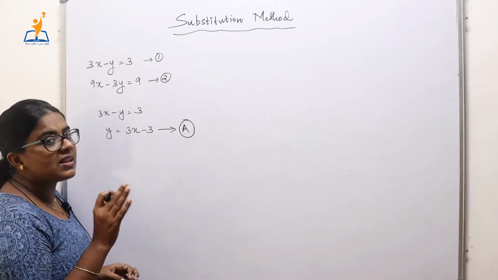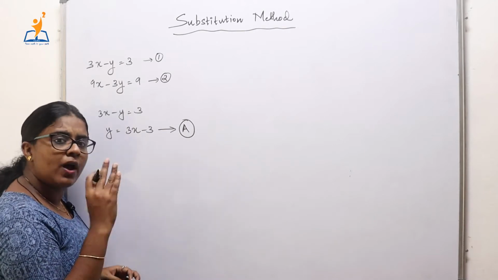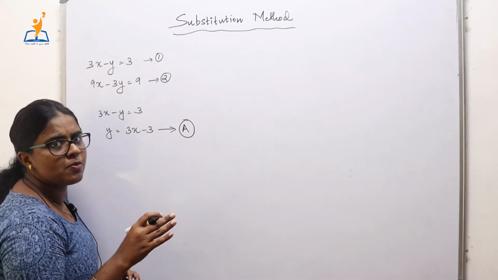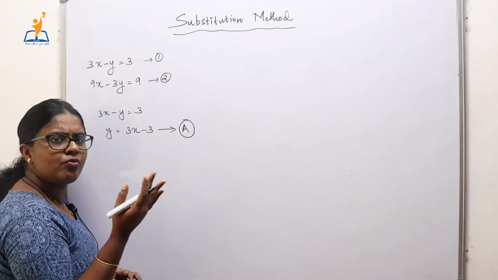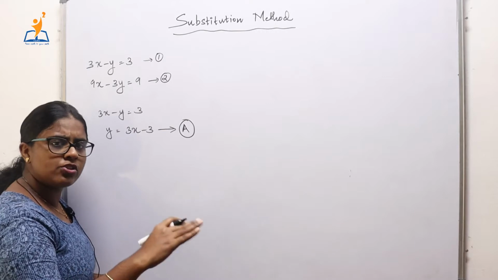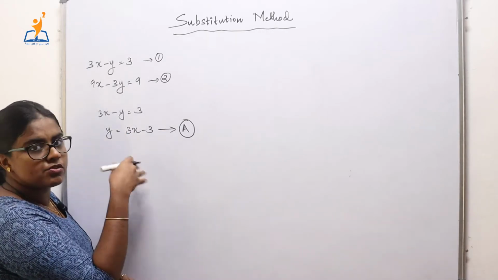Now I am going to name this as equation number A. Please remember that finding the value of x in terms of y or y in terms of x is also possible. You can find either x in terms of y or y in terms of x. Both of them are true. Now here I found y in terms of x.